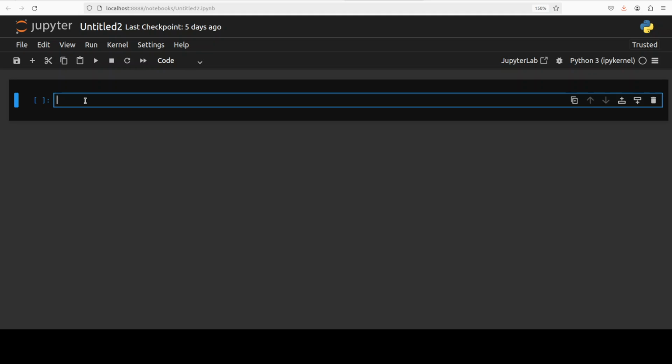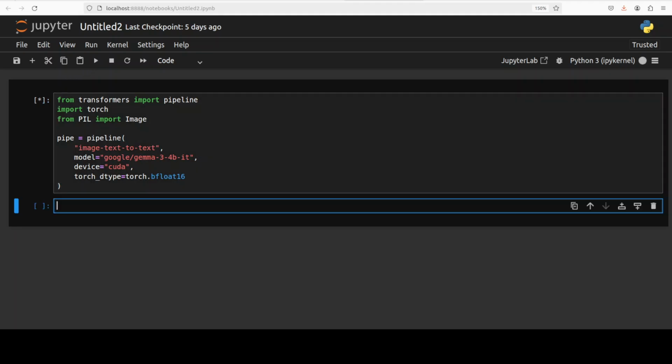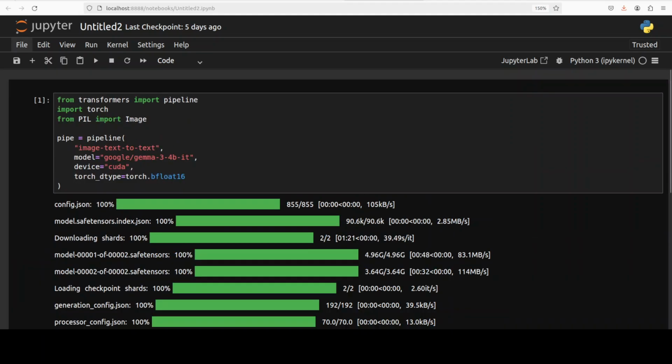Now let's download the model here. So I'm just going to use the Transformers pipeline. Let's run it. And the model is being downloaded. You can see that there are just only two shards of it. And the model is loaded.